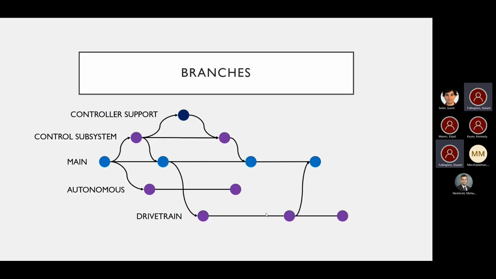So branches can very quickly get out of hand. For example, this might be the branches that you'd see with a robot. So you have your main branch along with some control subsystems, some controller support, autonomous, drivetrain, and that's simplified. There's a lot that goes into complicated projects. So it's important that you keep your branches clean, and you make sure that you're naming them as you go, just to keep everything organized.